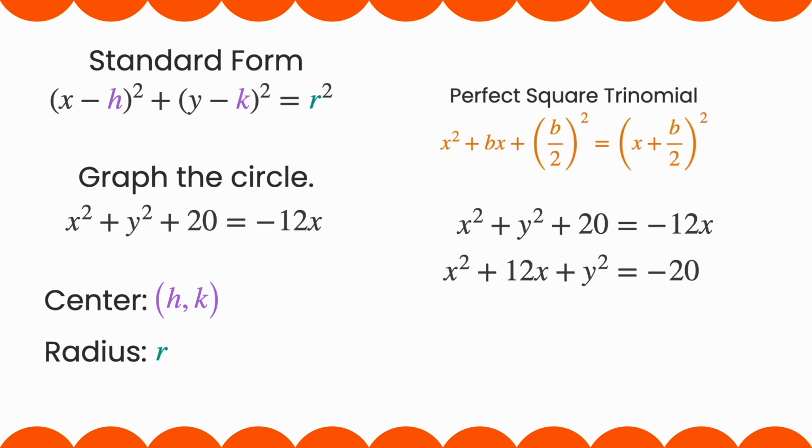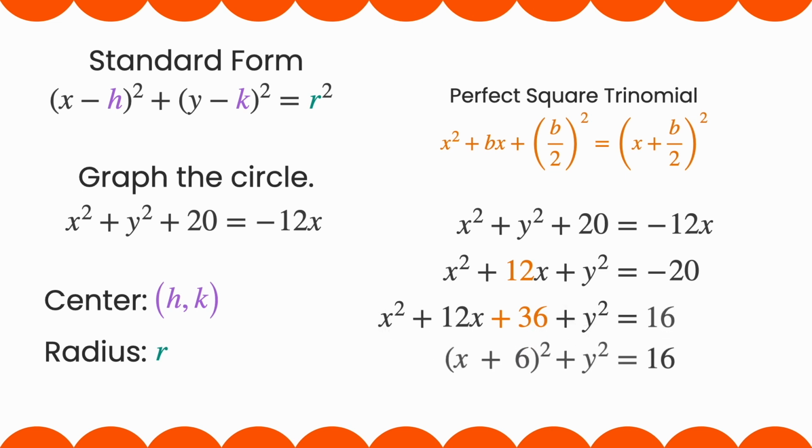Recall that a perfect square trinomial can be factored like this. So to complete the square, we'll add (b/2)² to both sides of the equation, where b is the coefficient of our x term. In this case, b is 12, so (b/2)² equals 36. On both sides of our equation, we'll add 36 and simplify. Now we can rewrite x² + 12x + 36 in factored form as the quantity (x + 6)², and see that we've reached standard form.